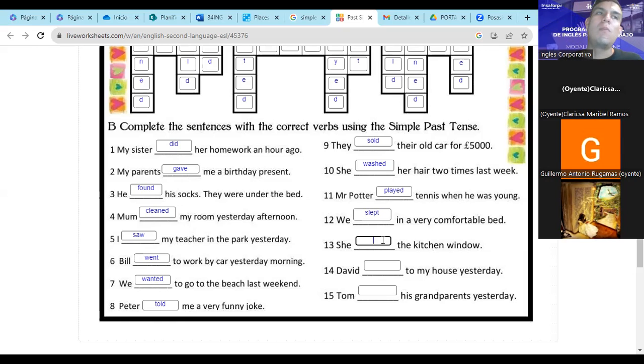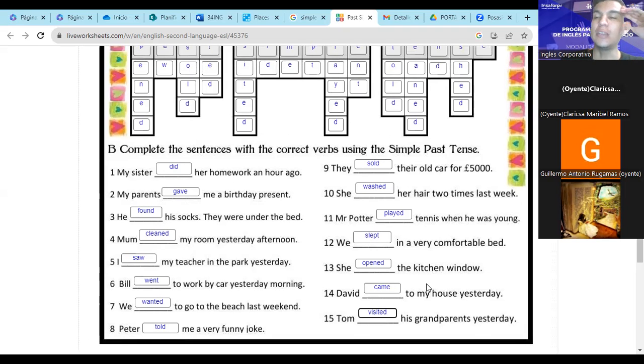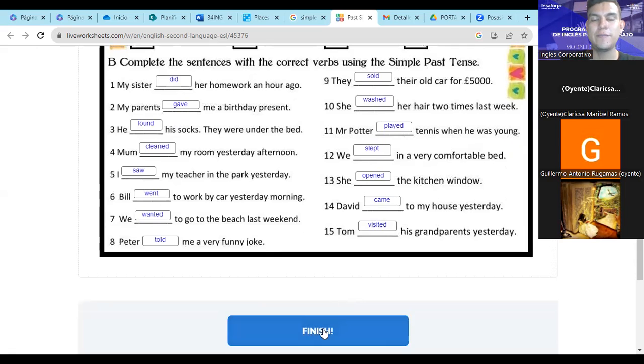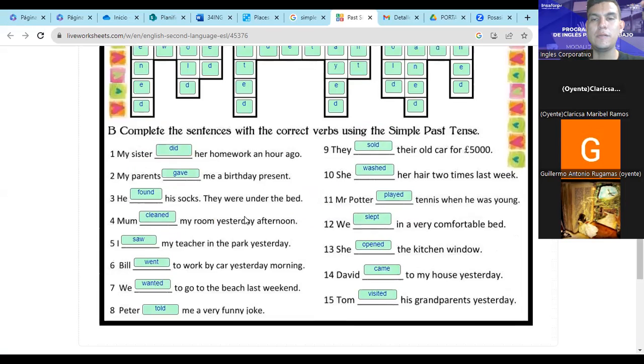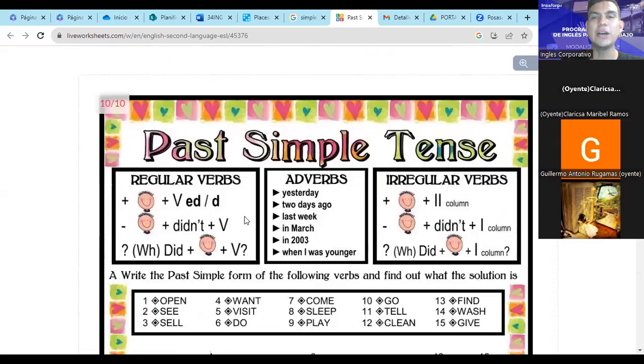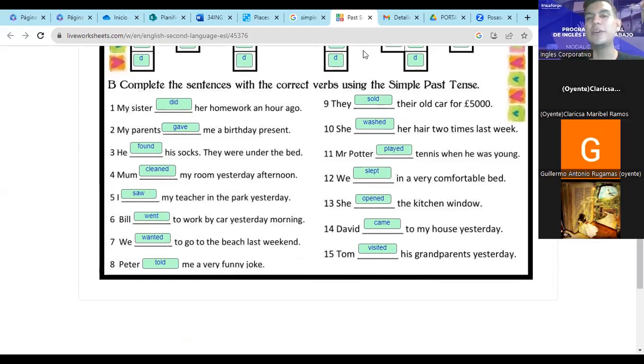13, she opened the kitchen window. 14, David came. And 15, visited. Is there something that you would like to change? No. Okay, check. Okay, good. Muy bien. 10 out of 10. Yes, it is. Very good.